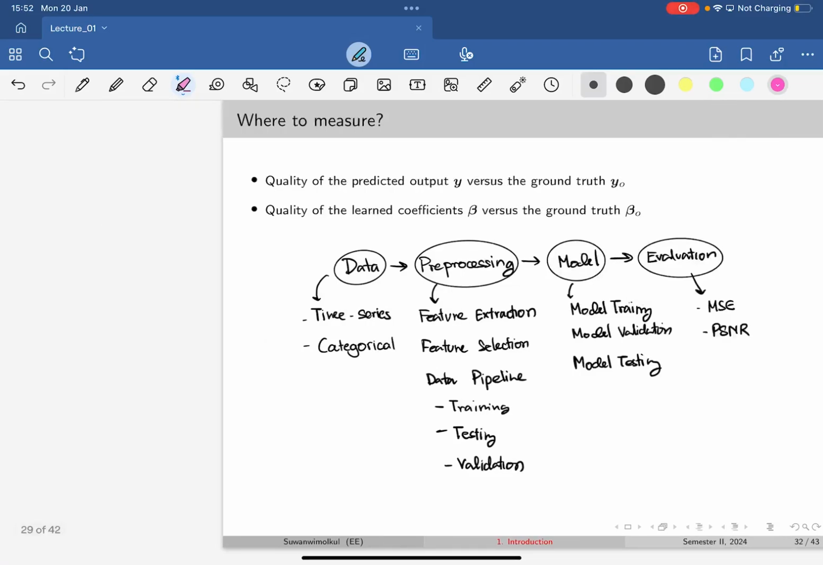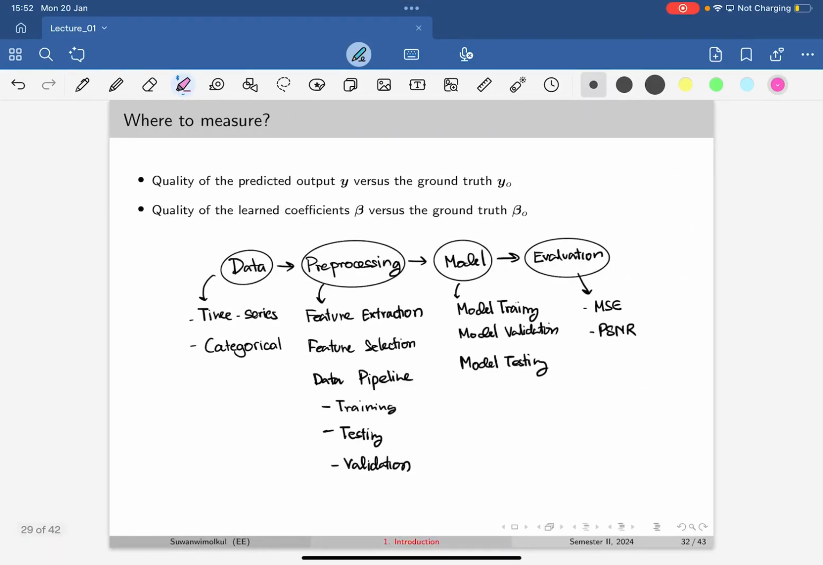After we know the types of output that we have, the next thing is what and where to measure. The first place that we usually measure is the predicted output, that is, the output of our model versus the ground truth or the measurements, depending on what you have. The second thing is the learned coefficients, or the learned parameters. If you remember, we have X transpose beta as our model, right? Sometimes we can also evaluate the model parameters beta.